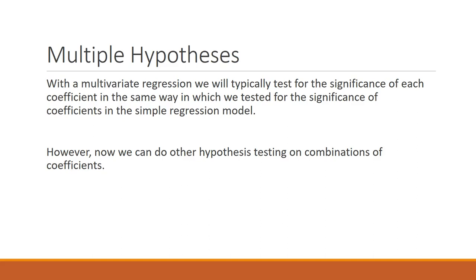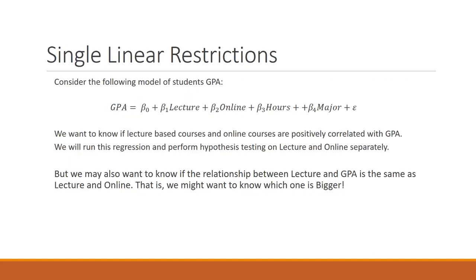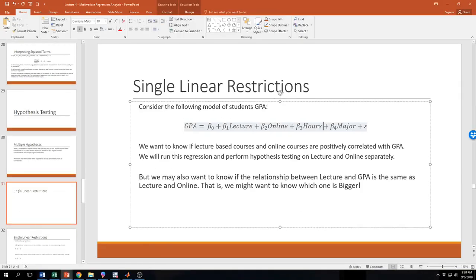Okay, but when we have a multivariate regression model, we can do some interesting additional hypothesis testing. So let's use some examples. Okay, I'm going to look at two different examples. One is a single linear restriction, and the other is a multiple linear restriction. But let me make this clear, what this is. Let me fix that.